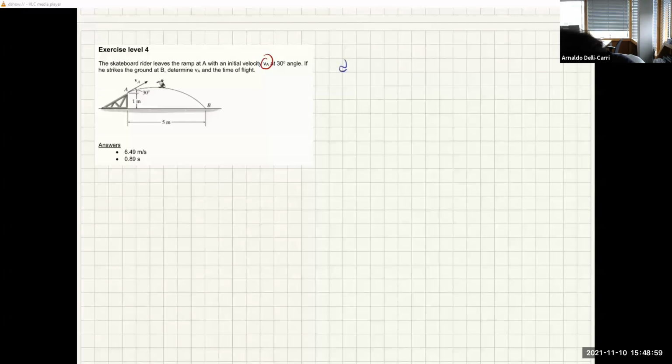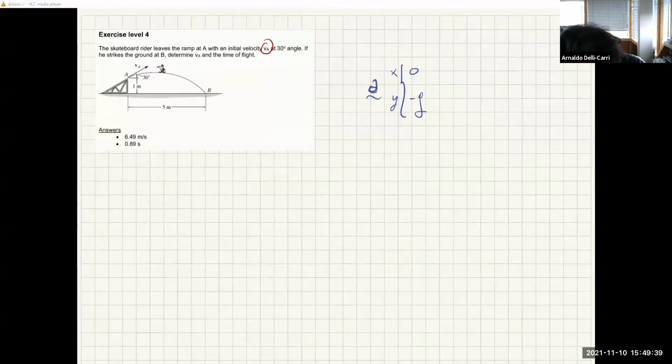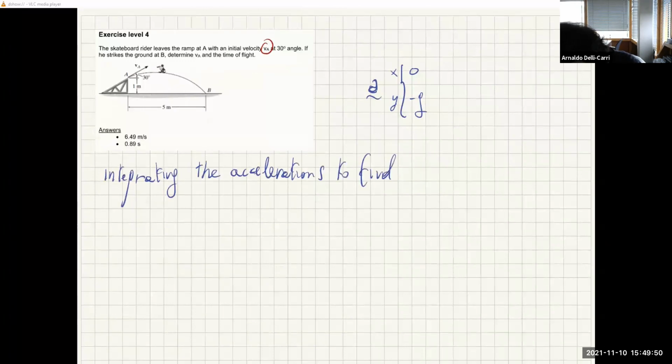We have the acceleration of this man is minus g. The acceleration is, of course, in x and y. Acceleration in x is 0, acceleration in y is minus g. Then you can integrate once to find the velocities in x and y. Well, let's do this directly. Let's start by integrating the accelerations to find velocities.